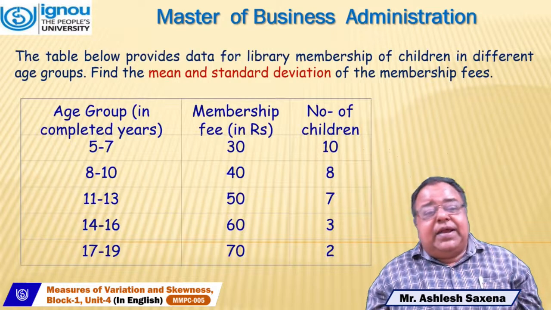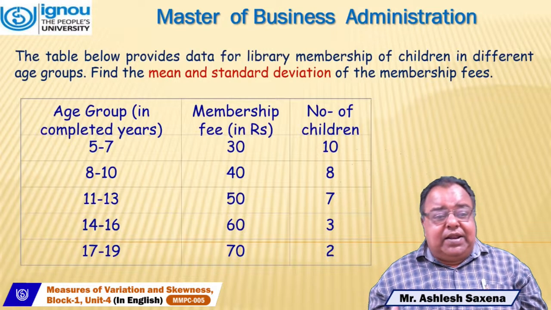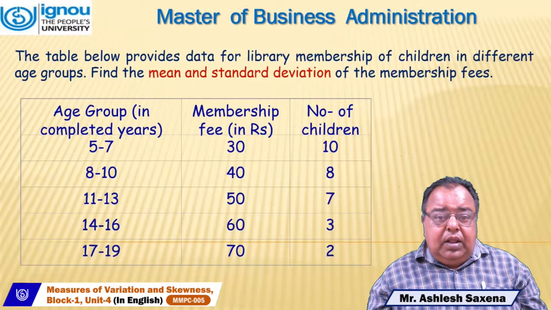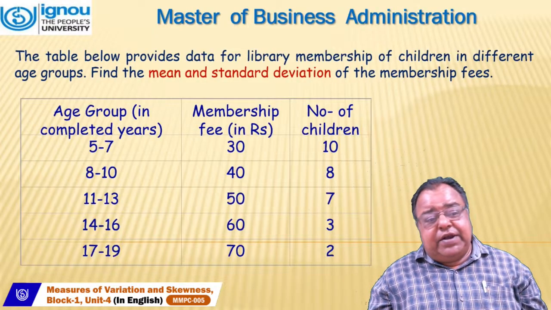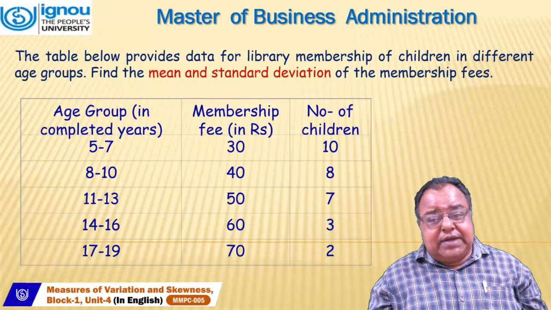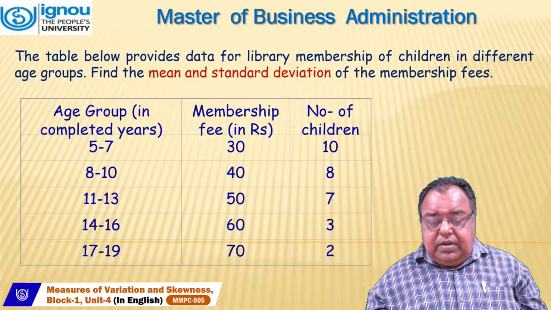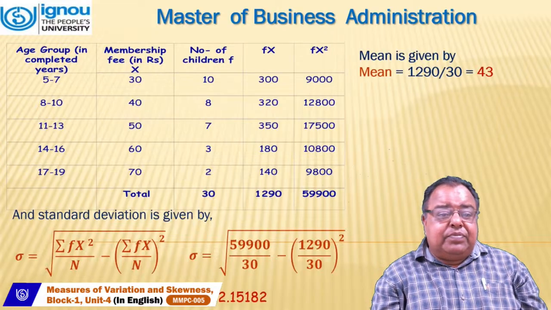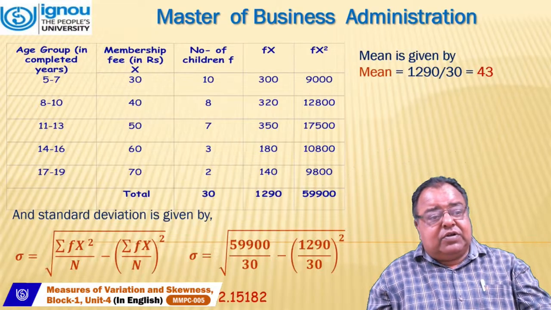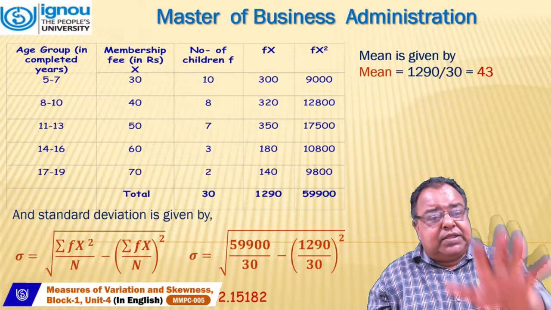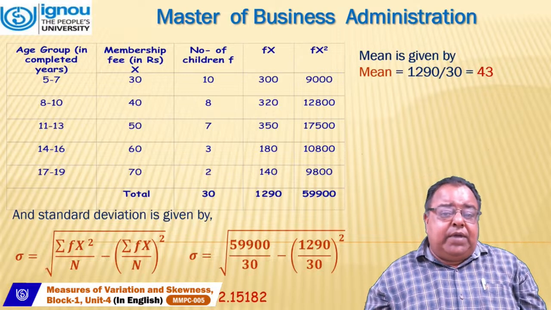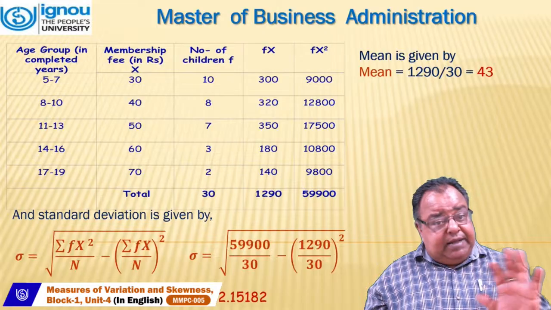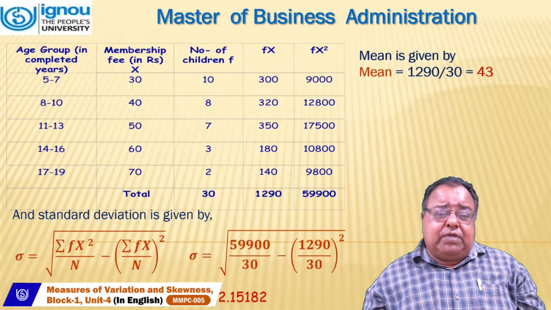Now we will see how mean and standard deviation are evaluated mathematically. We have been given this data about library membership of children in different ages. We have to find the mean and standard deviation of the memberships. What we will do? We will pick up the data. Three columns are given to us. The first column will be for the age group, second will be the membership fee, and third will be the number of students. From there, we will be evaluating fx and fx square. We will represent membership fee as x and number of children as f, that is frequency.